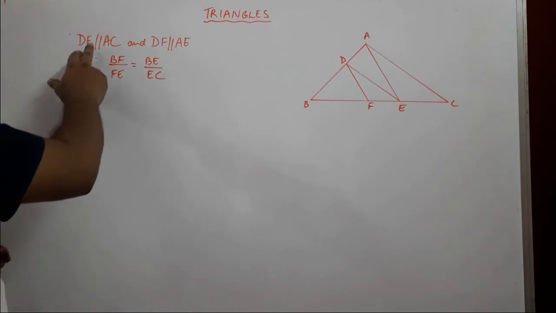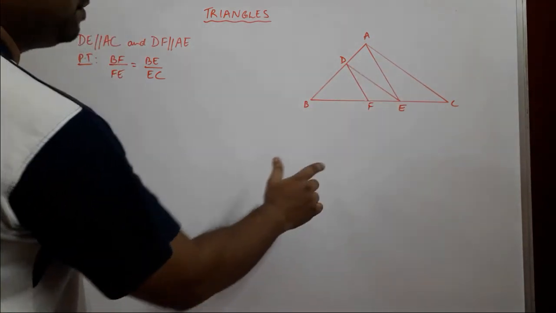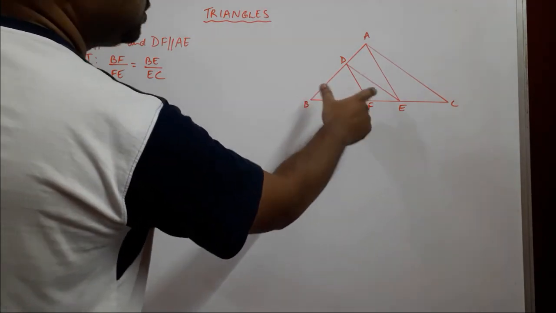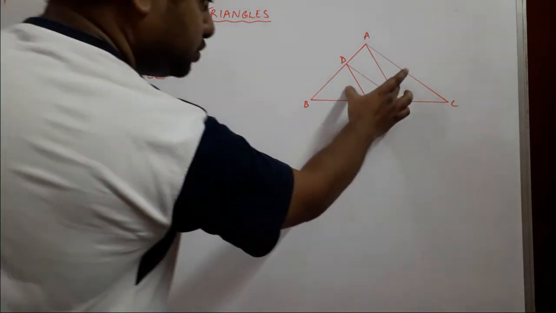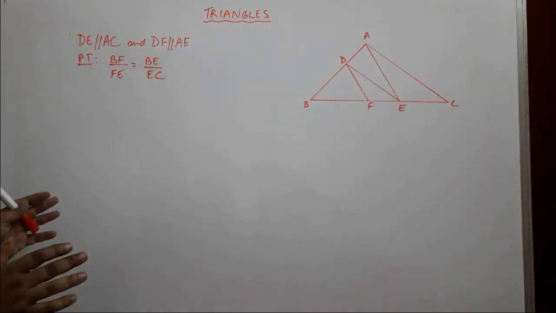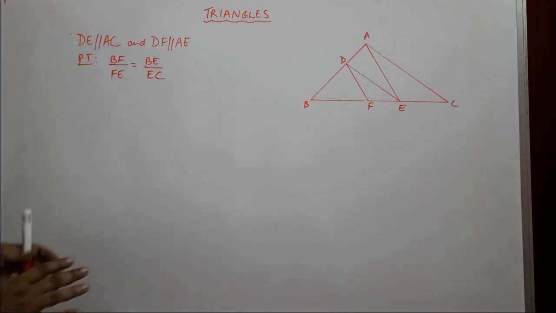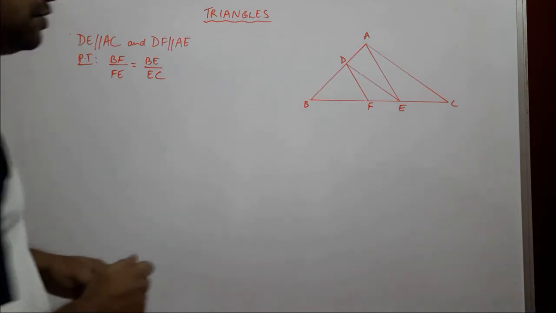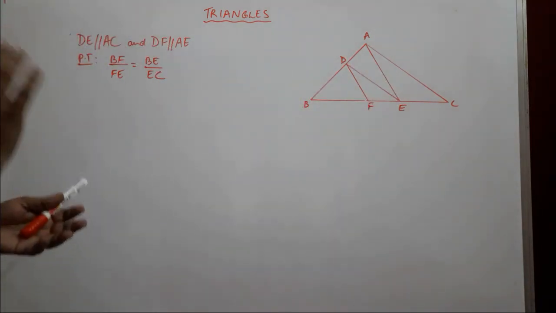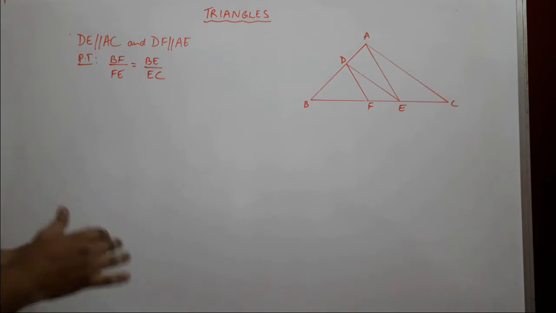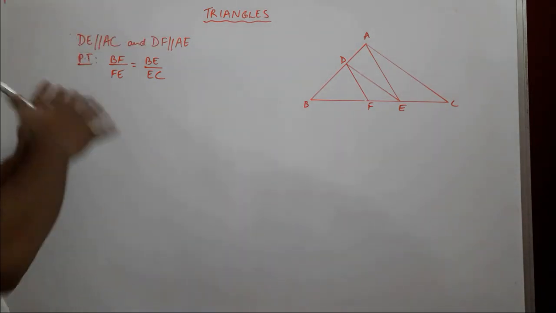We have been given that DE is parallel to AC, and DF is parallel to AE. So how about using those two parallel lines in two different triangles, and let's see what we get using the basic proportionality theorem. If you look at this, it looks complicated, so usually I break it down into smaller bits. Let's break them down into different triangles based on what is parallel.